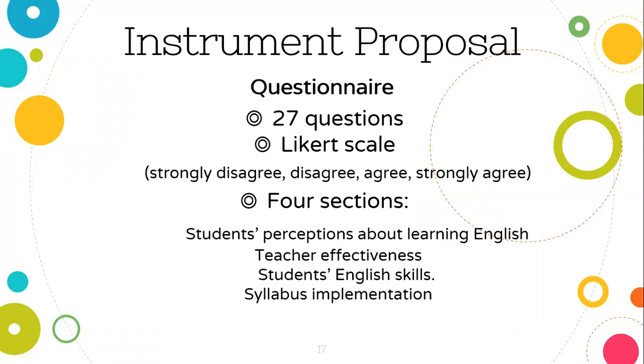Well, the instrument proposal will be based on a questionnaire with 27 questions on a Likert scale: strongly disagree, agree, or strongly agree. There are 4 sections. The first is students' perceptions about learning English. The second one is teacher effectiveness. The third one is students' English skills. And the last one, syllabus implementation.